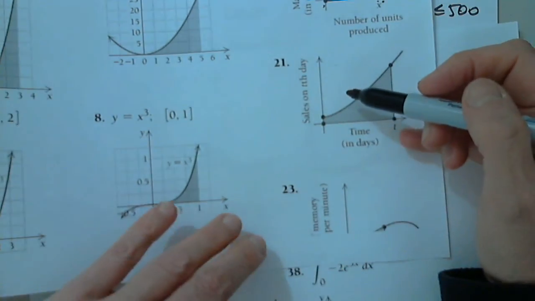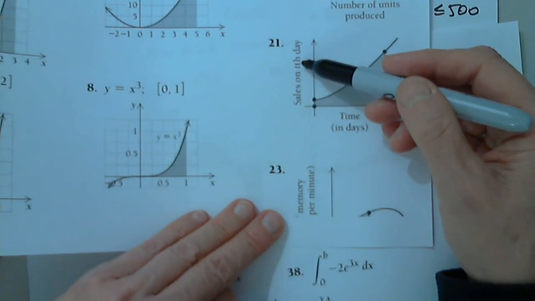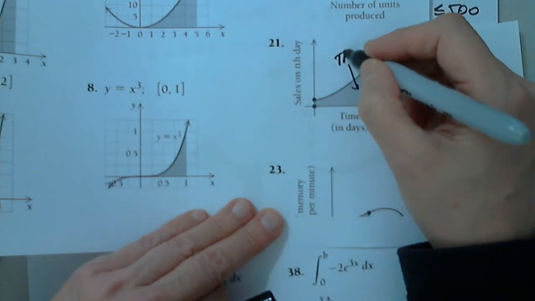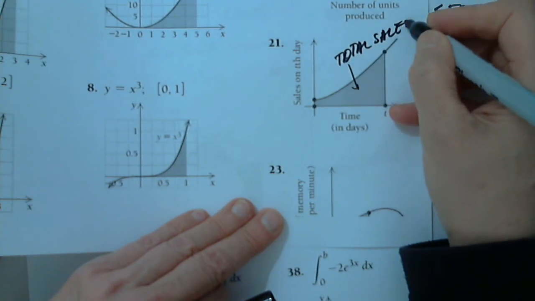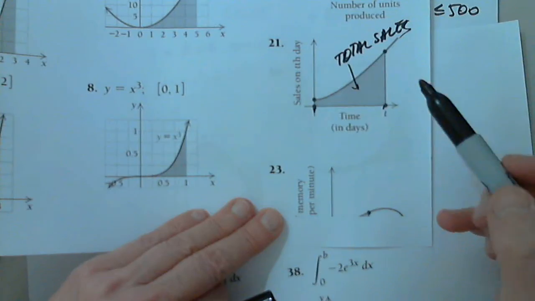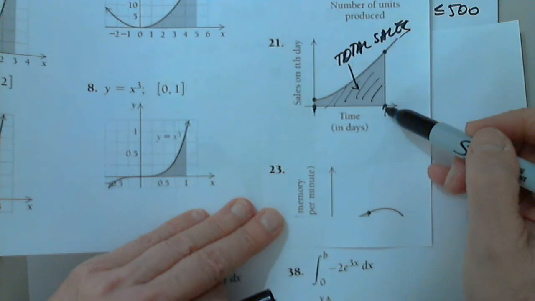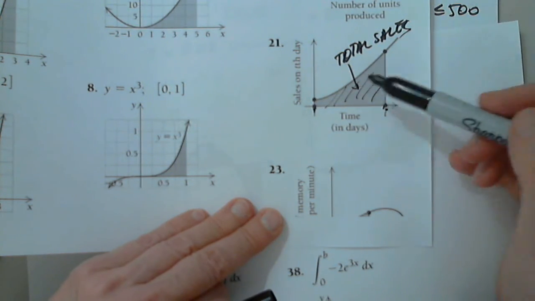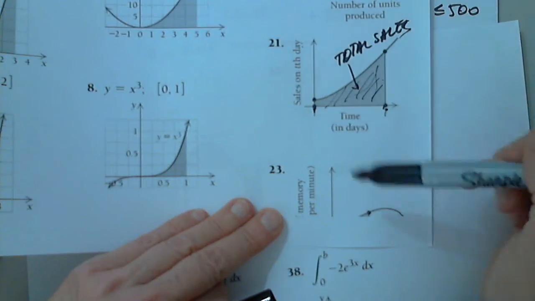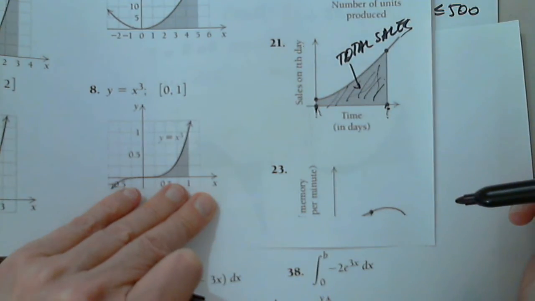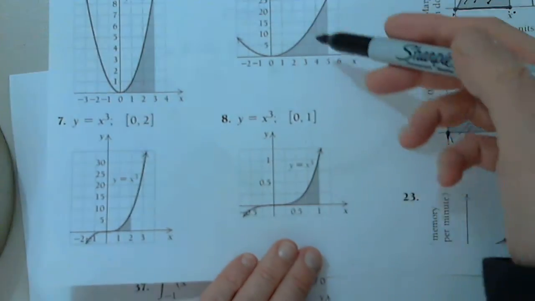What will this be? Sales on the 10th day, whatever. So what will this be? Total sales between this and this, all this area. Once we integrate this function from 0 to this, then we will get a number, and this will be the total sales for these number of days between this and this. Okay, so now let's choose one and determine the area. And then I have other examples. Or if you want to choose from here, it's up to you.